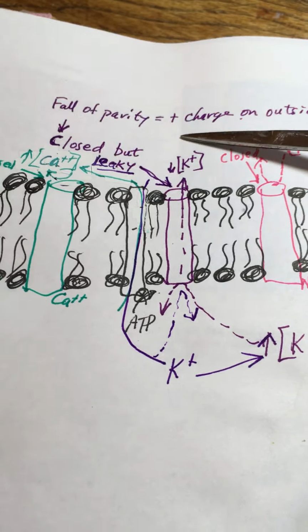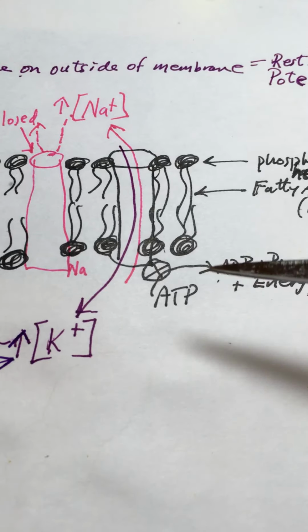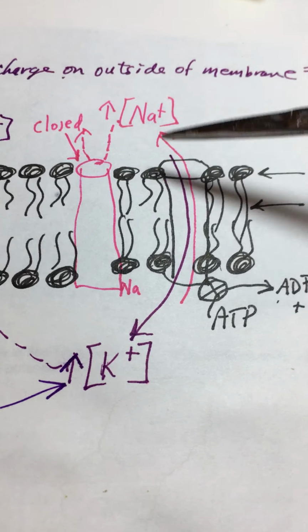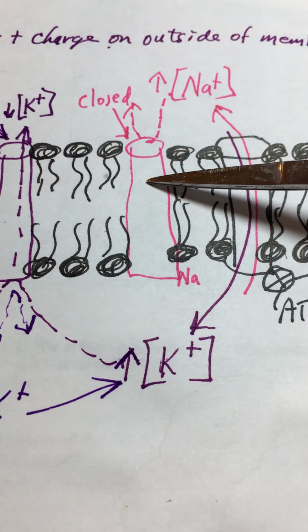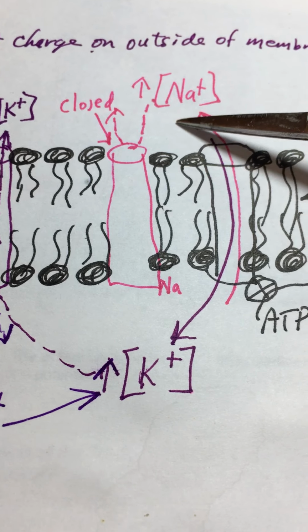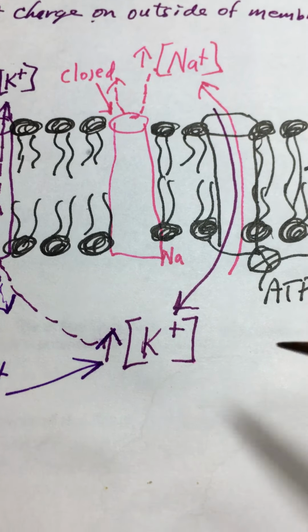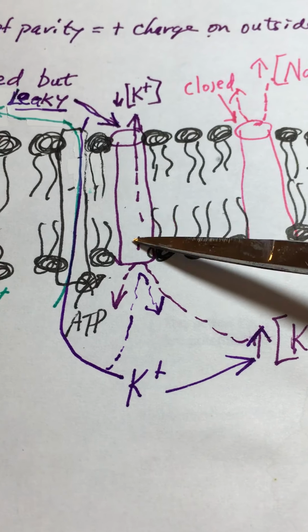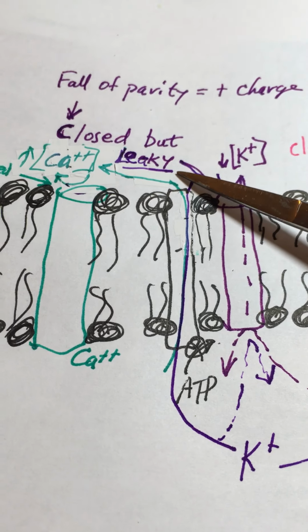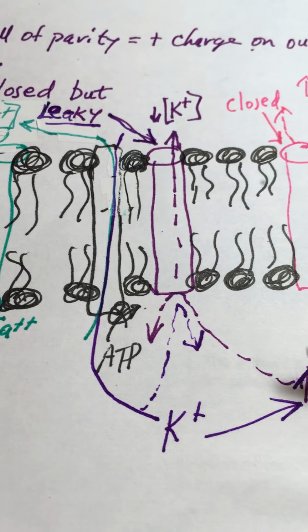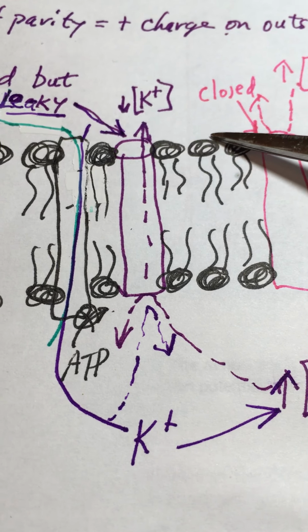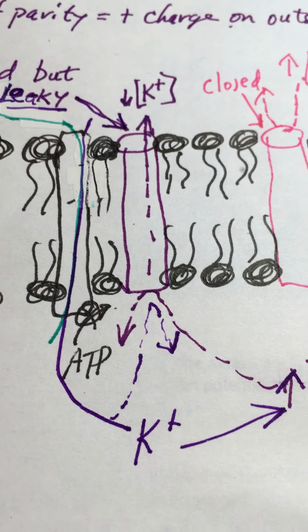Okay, so outside is here, inside is here. It all begins with this pump right here that pumps the sodium out. The sodium channel is closed, so the sodium remains outside. It pumps the potassium in. The potassium channel is closed but leaky, which means most of the potassium remains inside. Some of it leaks through to contribute to the positive charge out here.